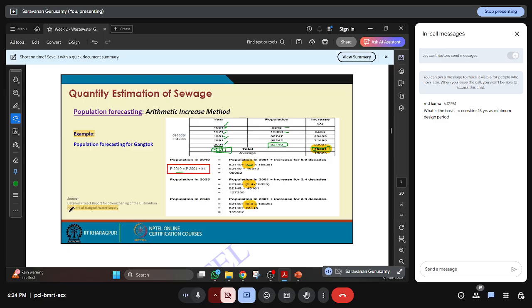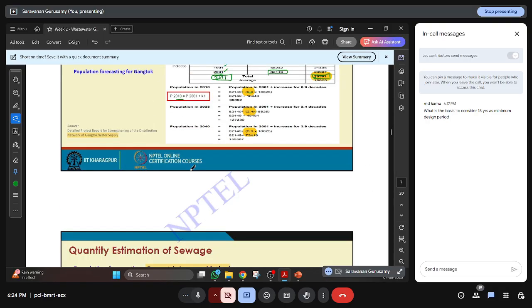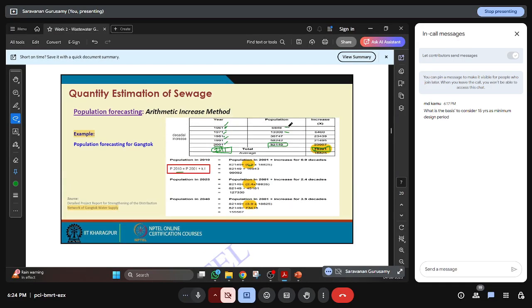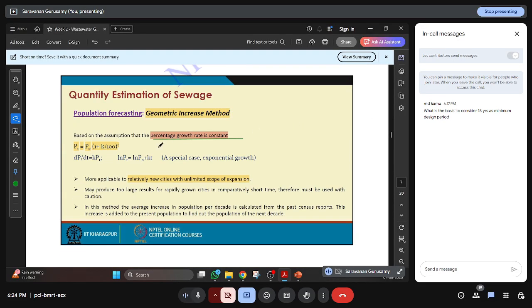This is a network for a gang water supply project. So they have calculated the population based on the arithmetic increase method, and they have also used the geometric increase method, and they have identified which is the best fit. So percentage growth rate is constant means the growth rate is constant. Here the percentage growth rate is constant, and the growth rate itself is increasing in an increasing order. Then you have to follow the geometric increase method.